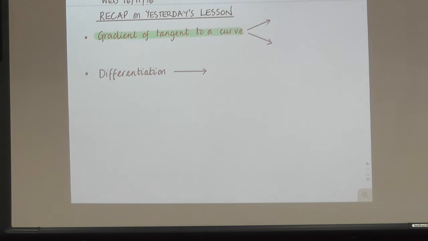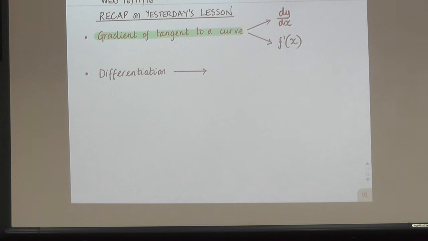dy by dx. Yeah, we've got dy by dx. So that was the y form of something. So if y was equal to a function, we did dy by dx on it. And the other one, Lena? f dash of x, that's how we said it, yeah. So that was called differentiation.